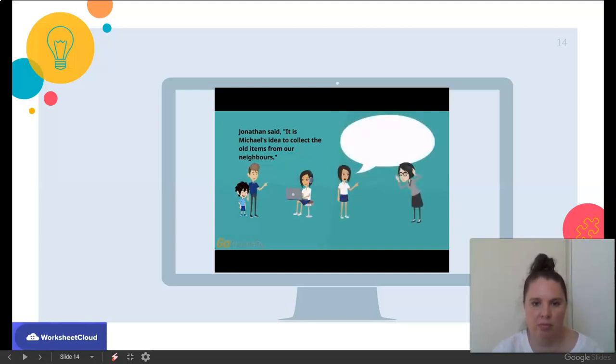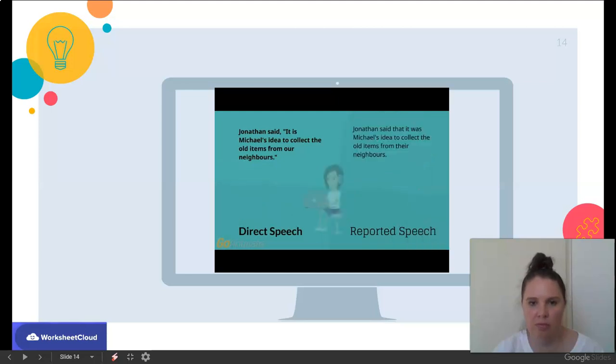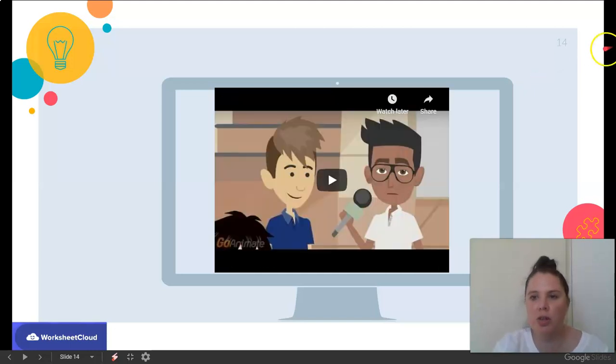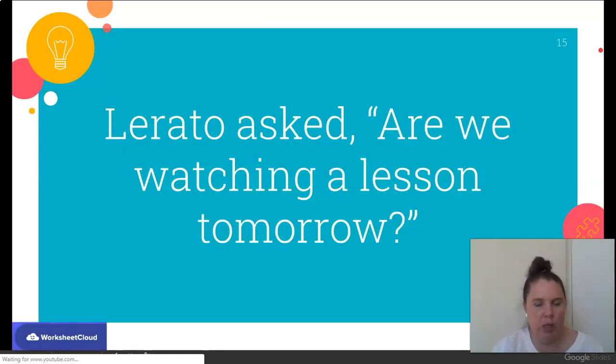Let's look at an example. Jonathan said, "It is Michael's idea to collect the old items from our neighbors." Sarah would have told someone else, or written, Jonathan said that it was Michael's idea to collect the old items from their neighbors. When we quote the exact words someone says, we use direct speech. Otherwise, we can use reported speech to tell others about something someone else said. Do you notice any difference between the direct speech and the reported speech? Again, pause the video and compare the punctuation differences: taking away quotation marks and changing the tense.